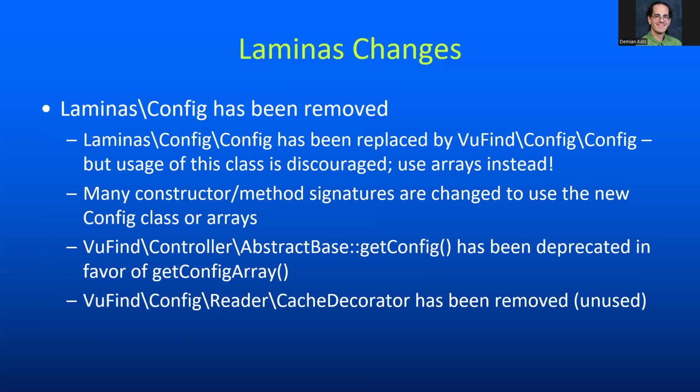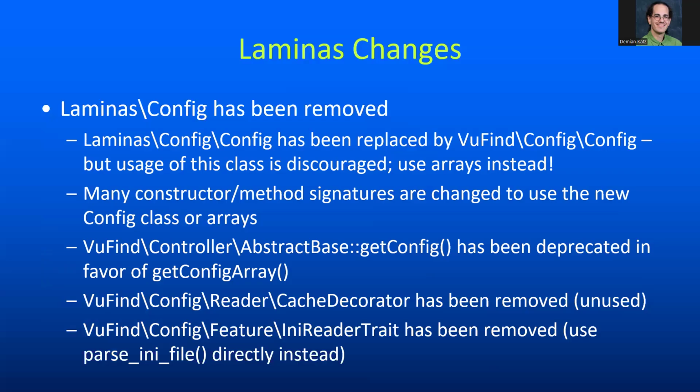We also removed a class called VuFind Config Reader Cache Decorator, which apparently was never used for anything, but has been sitting in the code base for a long time. So if you have some use for that, please let us know, and maybe we can replace it, but I suspect it was just an artifact of the past. And finally, there was a VuFind config feature ini reader trait, which used Laminas config to read ini files, but we don't need that anymore. Just use PHP's native parse_ini_file directly if you need to read an ini file.